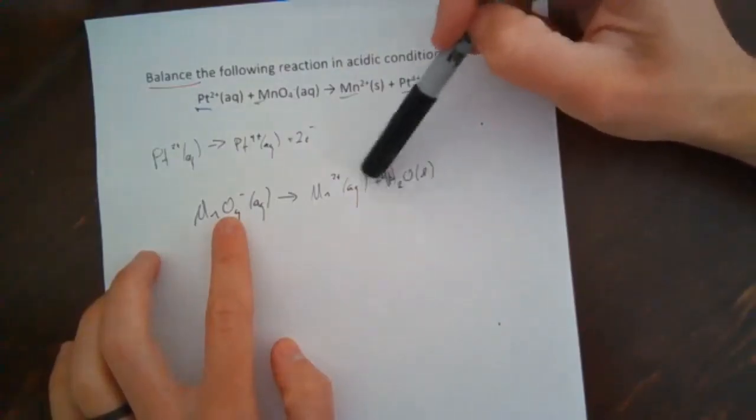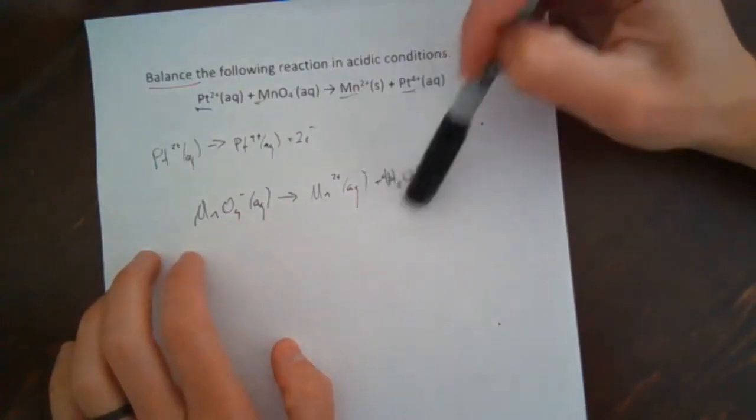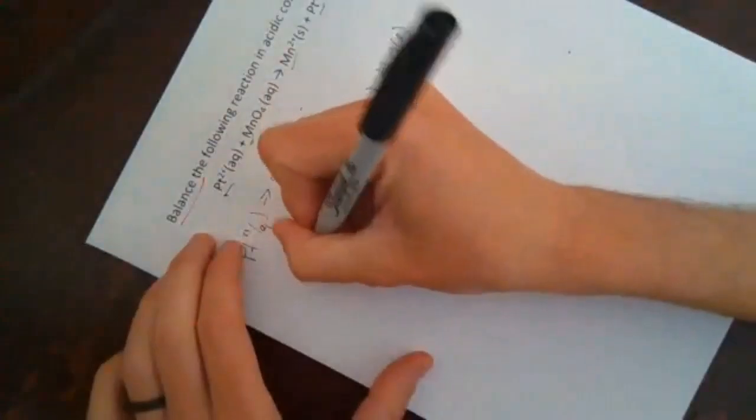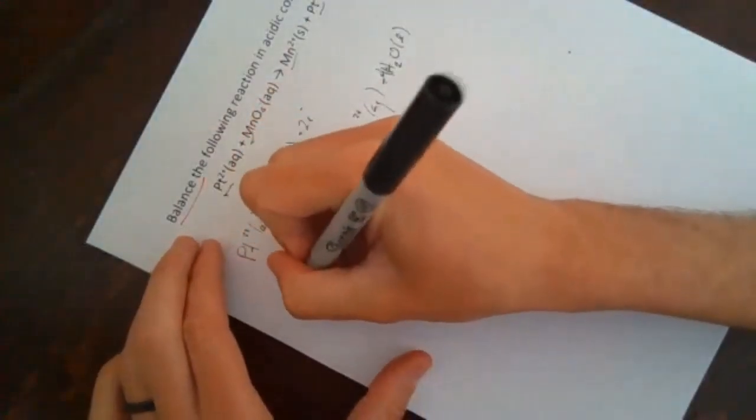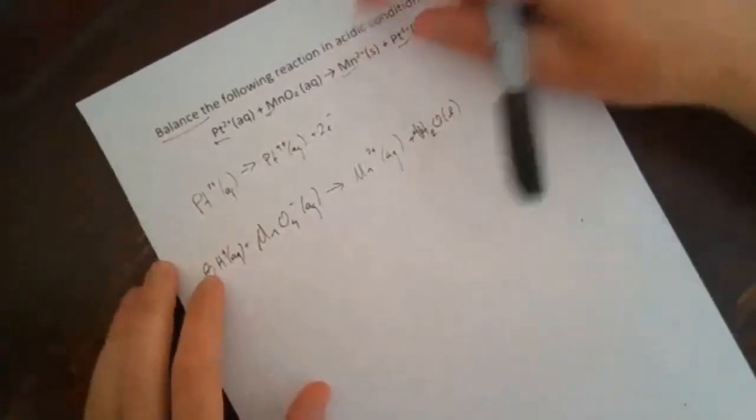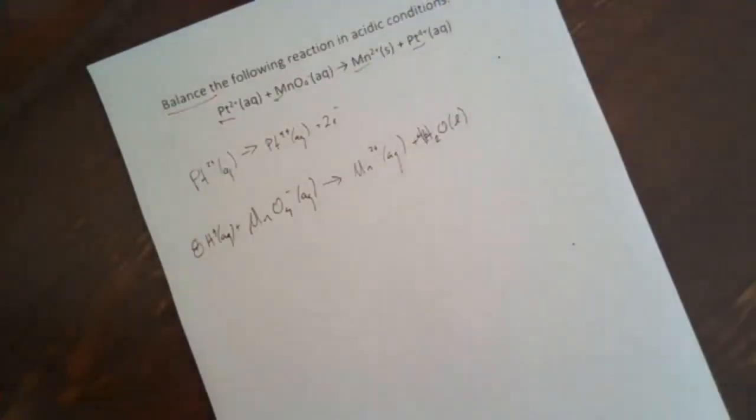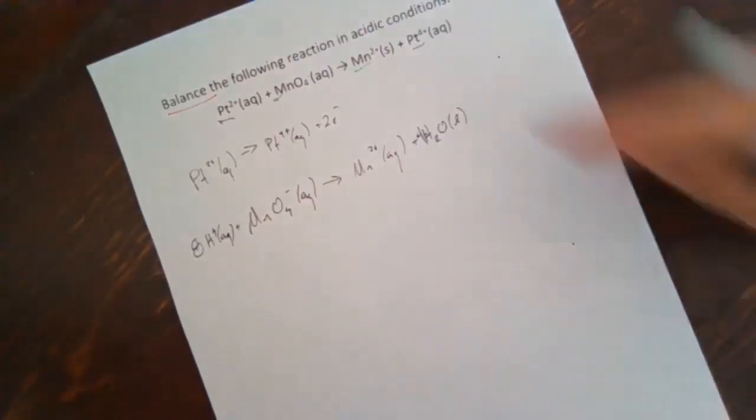I now need to balance the H's. So I have 4 times 2, there's 8 here. And so remember, we add 8 H plus, which is consistent with the acidic condition. So we don't need to do anything else. We don't need to add any extra hydroxides or account for basic because we are listed as being in acidic conditions.